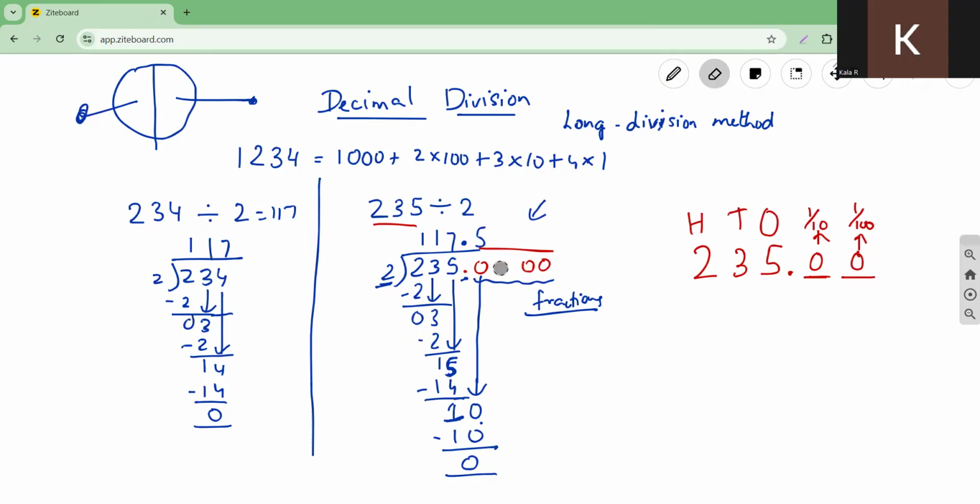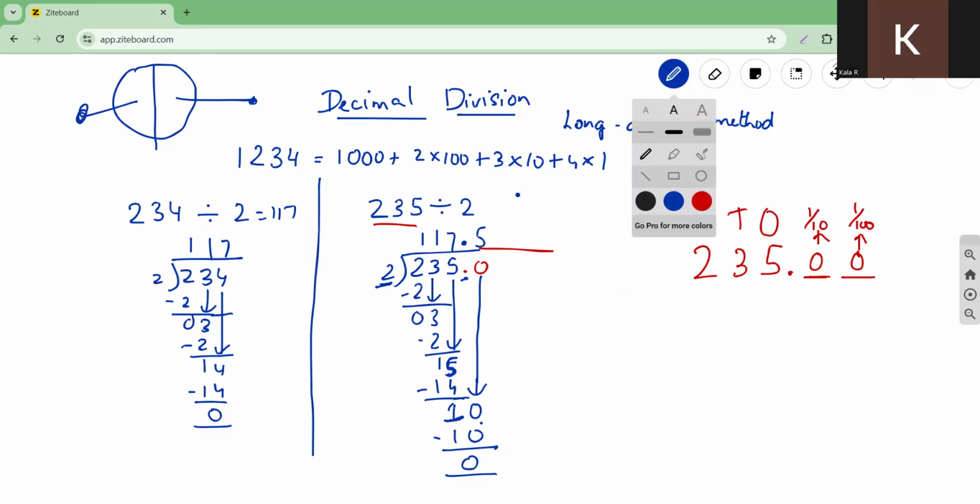So I don't require all of these other zeros. Just with one of the zeros, I was able to get the answer, and the remainder is 0. Now, I don't have to say separately that the remainder is 1 and the quotient is 117. I can directly say the answer to this is 117.5. This is how I can do it. This is the long division method.